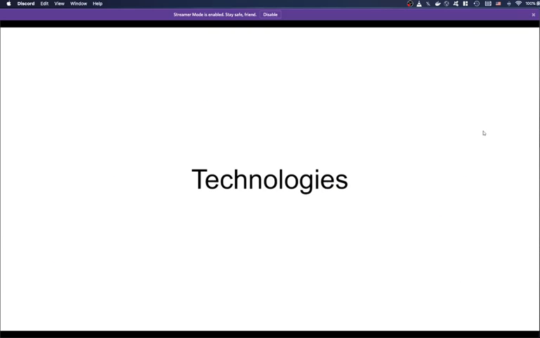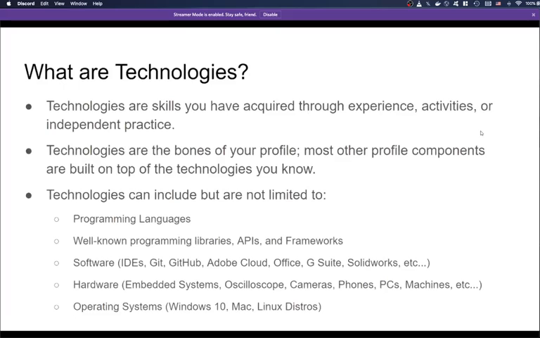So, we're going to start off by discussing technologies. And technologies are really going to be the basis for all of the other profile components. When you think about it, technologies are the basis for experience. What do you do at work, school, etc.? You learn technologies. What do you do in activities? Why are you here right now? Well, you're probably in the IEEE to learn new technologies.